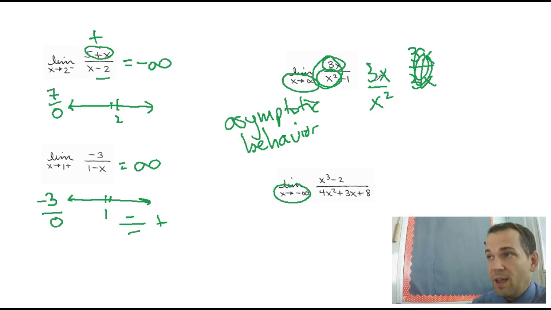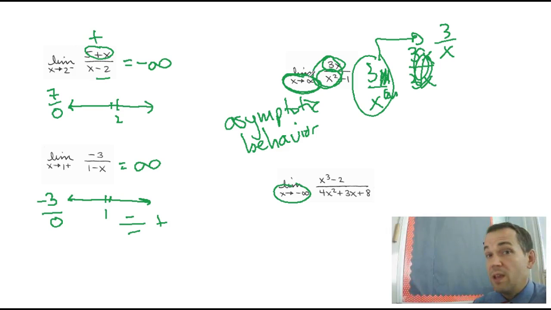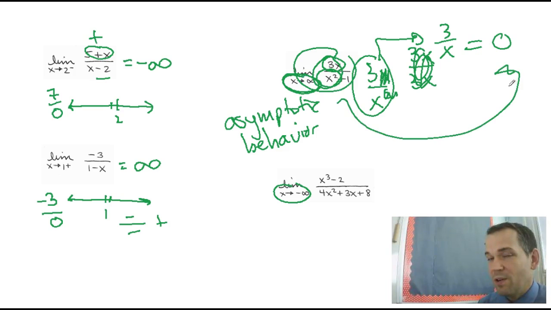So this as a single expression is essentially 3x over x squared. And these x's can cancel, so it would simplify to be 3 over x. And as x gets really, really large, 3 over really, really large goes to 0. So this limit is going to equal 0.